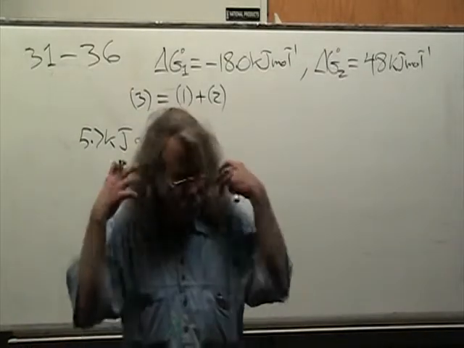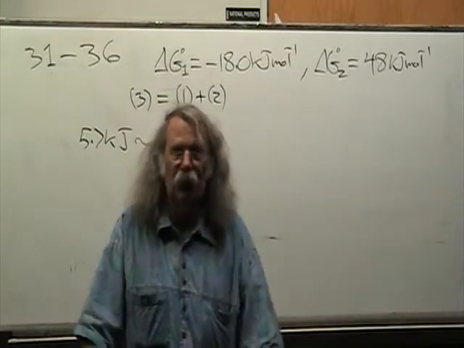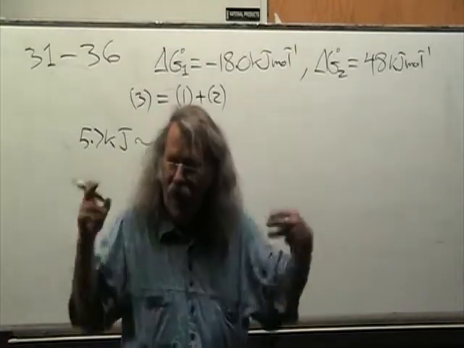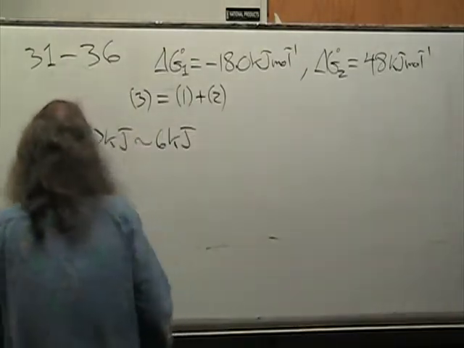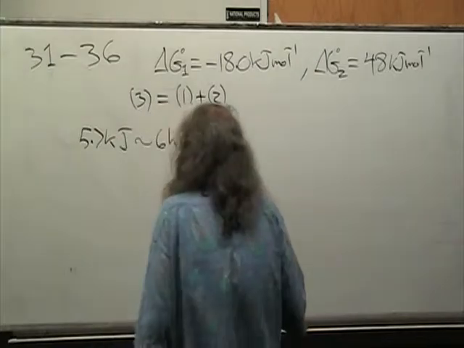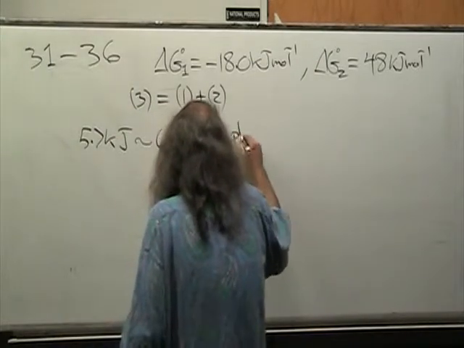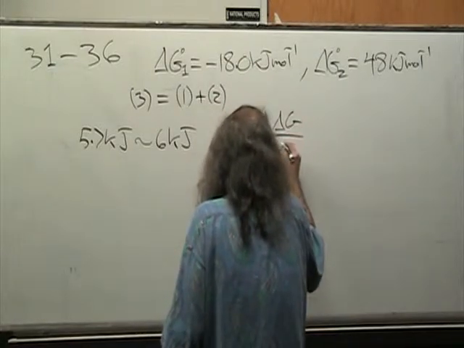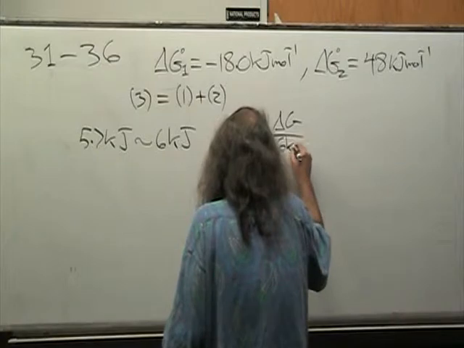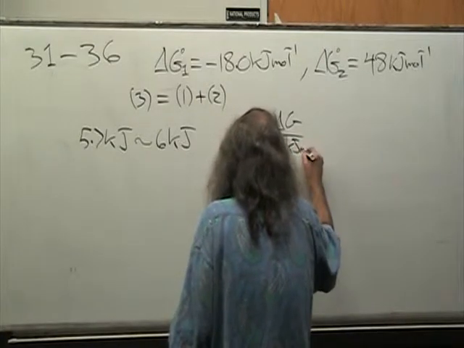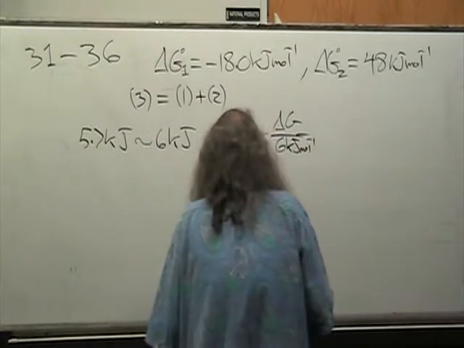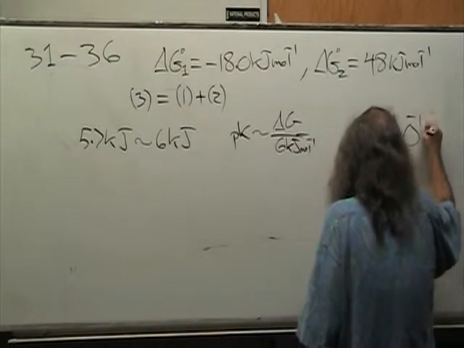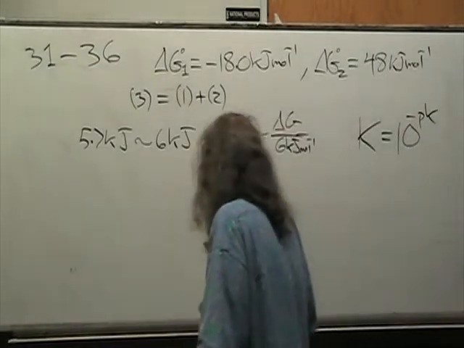And this is a skill. You don't even need a pencil and piece of paper. This is a carrying around, do it in your head type of thing. And so this means that pK is going to be around equal to delta G divided by 6 kilojoules per mole. And K is equal to 10 to the minus pK. So we're going to be totally cool with this.